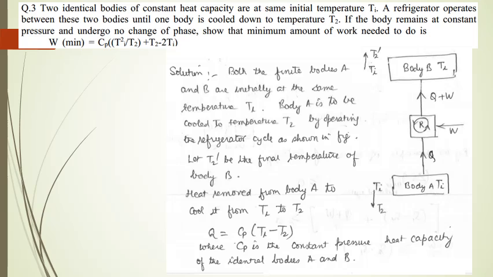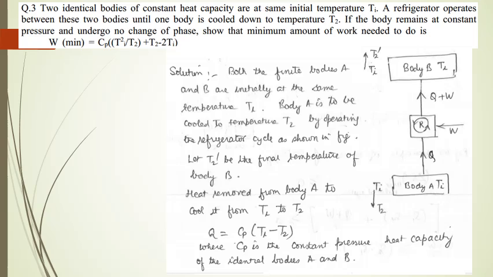Two identical bodies of constant heat capacity are at the same initial temperature Ti. A refrigerator operates between these two bodies until one body is cooled down to temperature T2. If the bodies remain at constant pressure and undergo no change of phase, show that the minimum amount of work needed is Cp into (Ti square upon T2 plus T2 minus 2Ti).